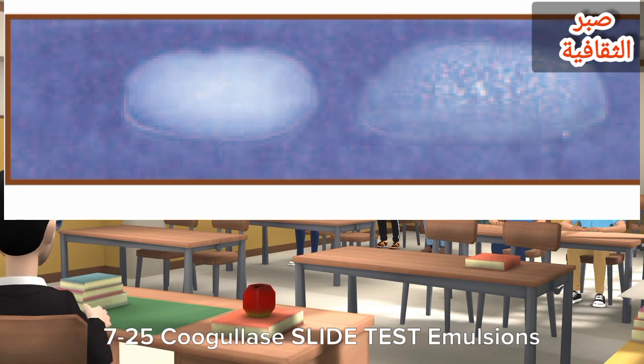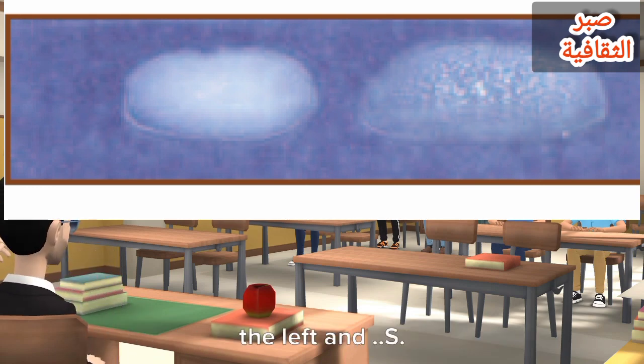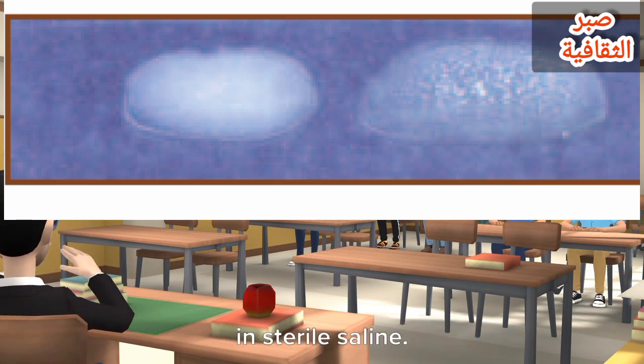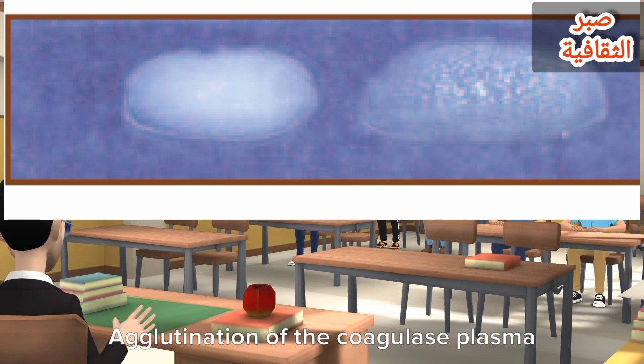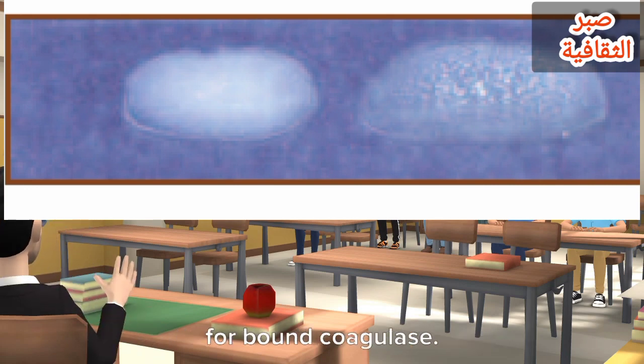Figure 7-25. Coagulase slide test. Emulsions of Staphylococcus epidermidis on the left and S. aureus on the right were prepared in sterile saline. Agglutination of the coagulase plasma is indicative of a positive result for bound coagulase.